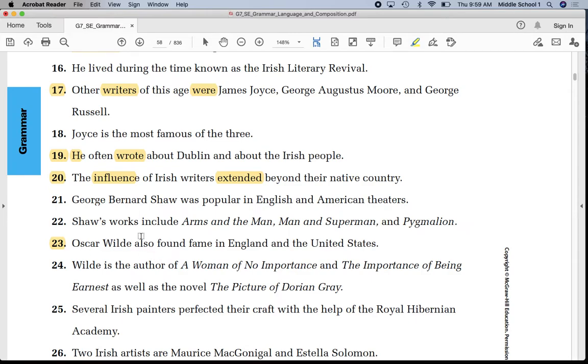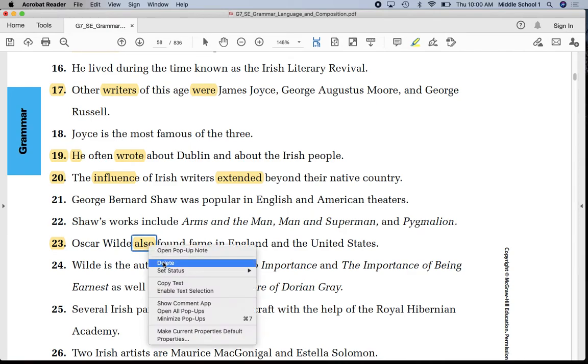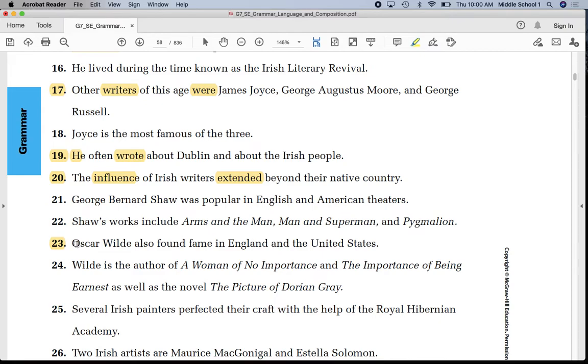Number 23. I notice that there's an adverb that comes in between. So I'm going to underline the name of the person, Oscar Wilde, once, found twice. The adverb goes with the complete predicate. The line goes between Wilde and also.